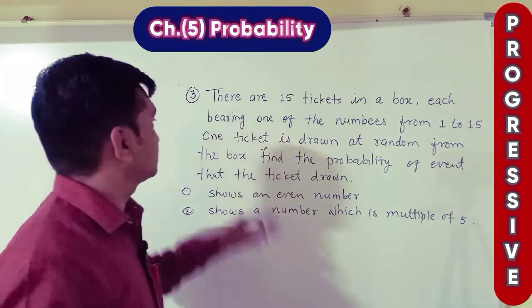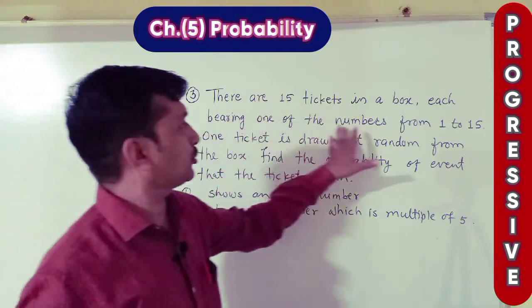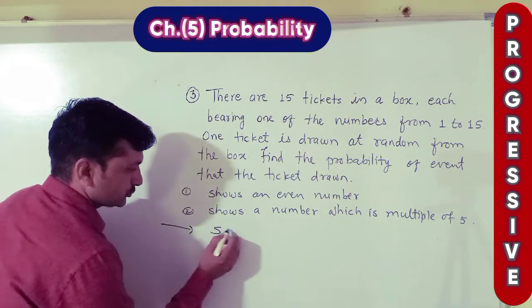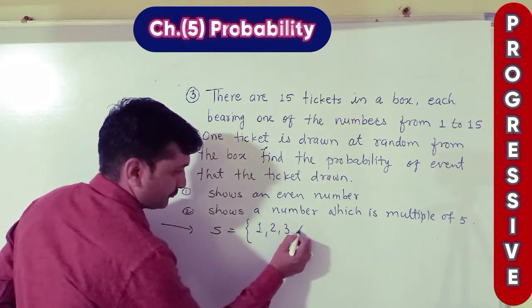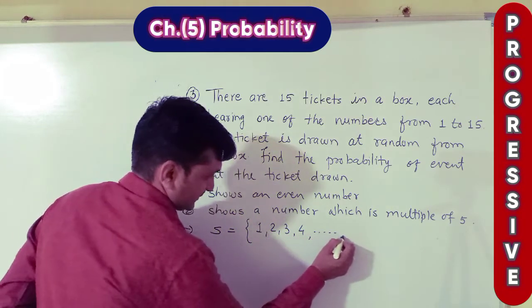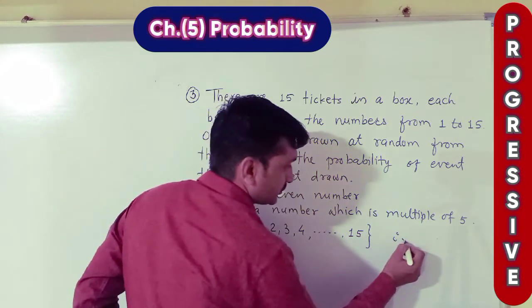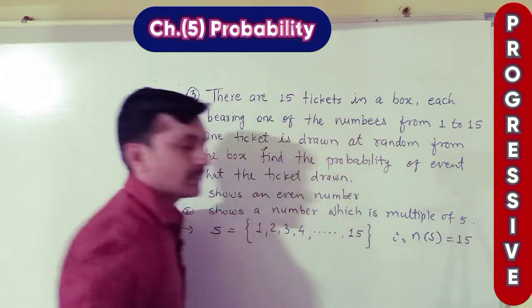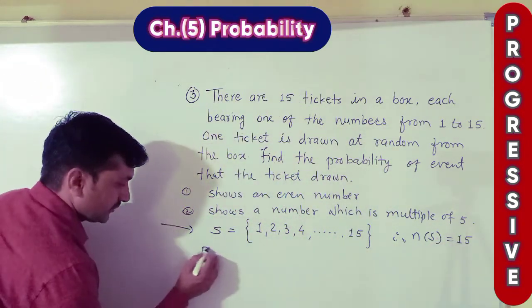Example number 3. There are 15 tickets in a box bearing one of the numbers from 1 to 15. Therefore here S is equal to, tickets are from 1 to 15, 1, 2, 3, 4, 5, 6, last 15. Therefore here n(S) is equal to 15. Number of sample points is 15. Now first event A.